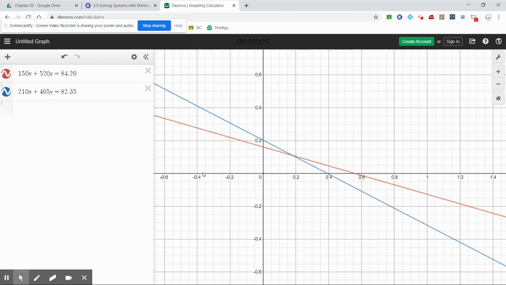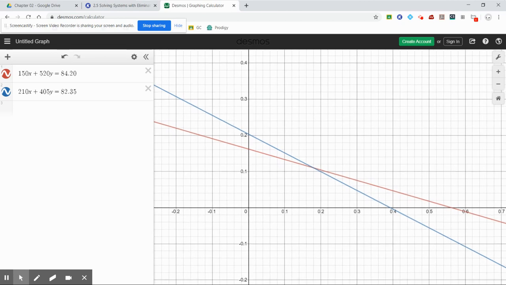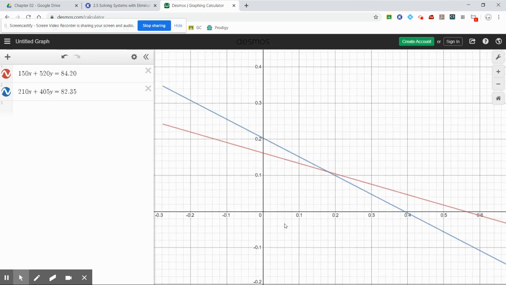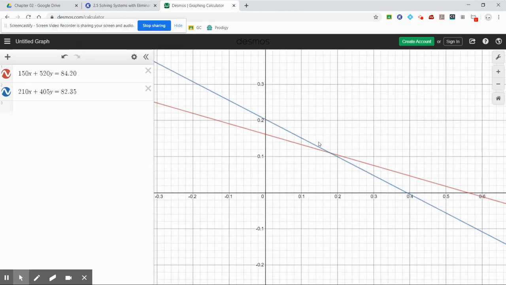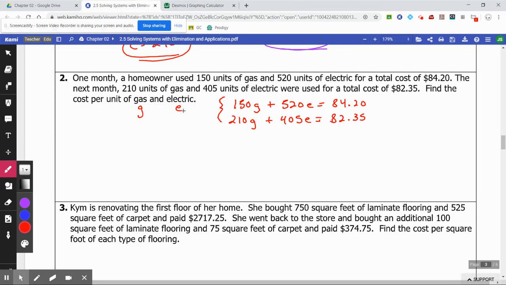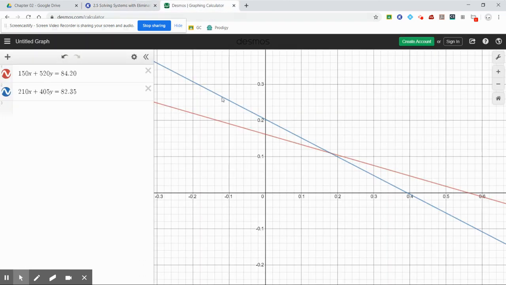So what you've got here, you notice the graph, to where your red is your first graph there, your blue is your second graph. So I've graphed them both. And again, instead of G's and E's, my gas is the X value. My electric is going to be the Y value. So all I have to do is click on where they cross. They cross at the point 18, 11.